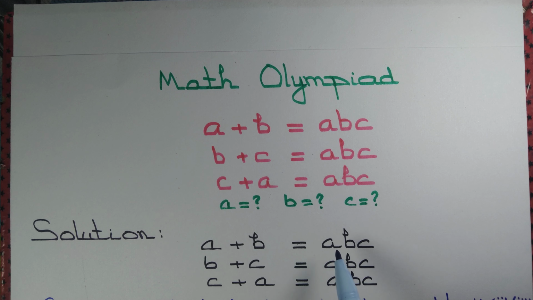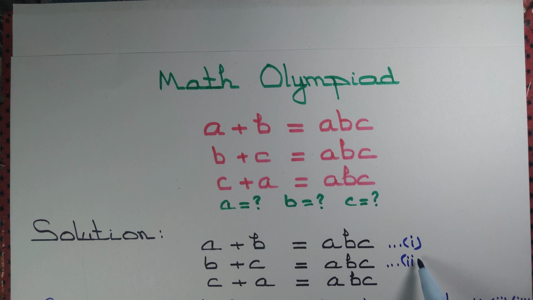A plus b equal to abc. You see that the right hand sides are equal. Let's call this equation 1. B plus c equal to abc. Let's call this equation 2. And c plus a equal to abc. Let's call this equation 3.